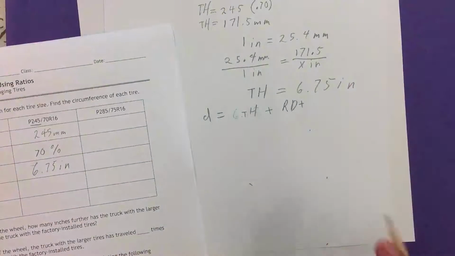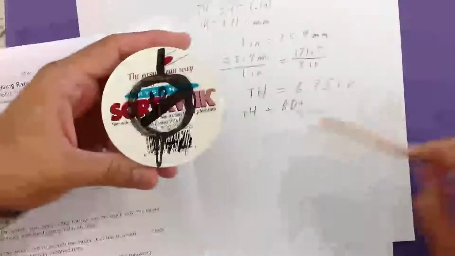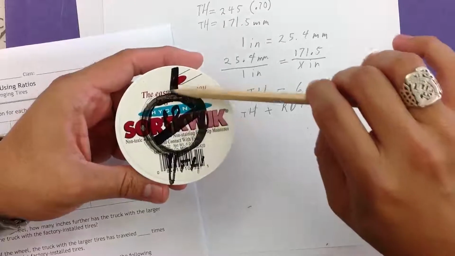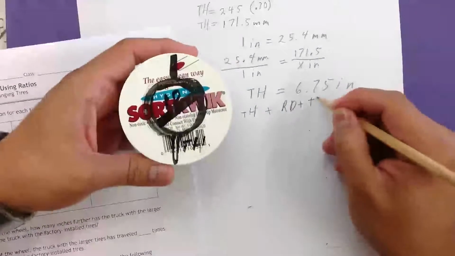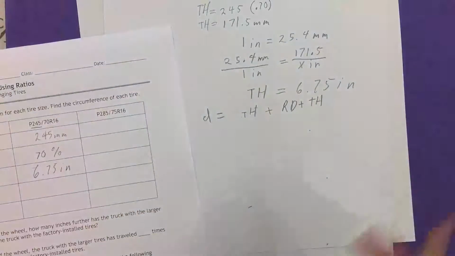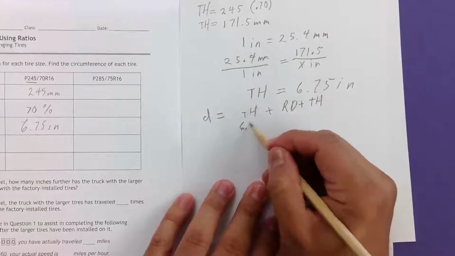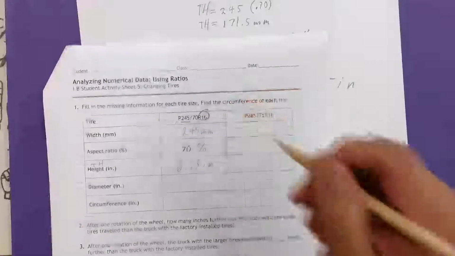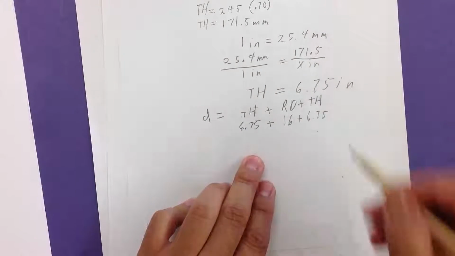plus, you're probably wondering why I'm adding a plus. Well, that's because we have a couple of things right here. We're adding this tire height. Then we're adding the rim. Are we done yet? No, we have this much more to go. So we have to add the tire height for that. So we're adding tire height twice. That'd be basically saying 6.75 plus our rim diameter, which is given right here, that's 16, plus 6.75.